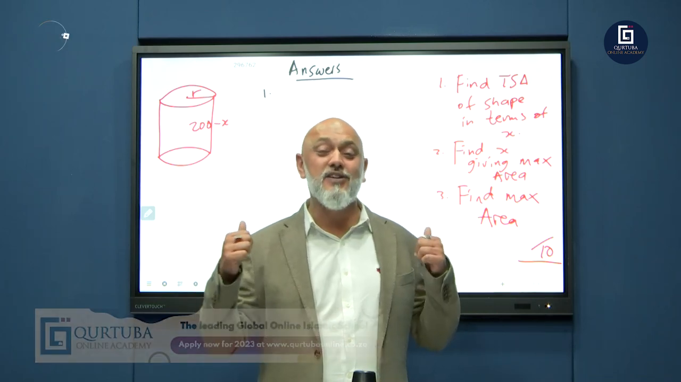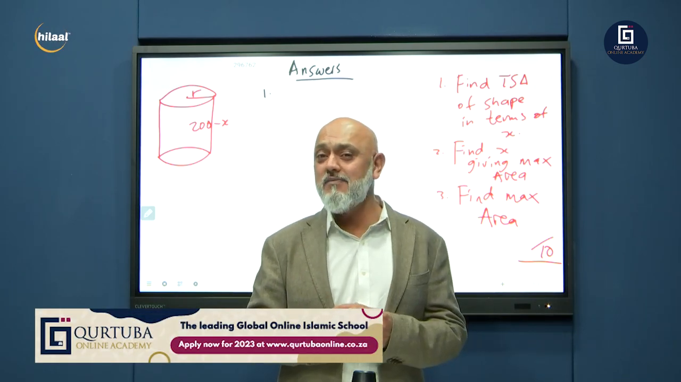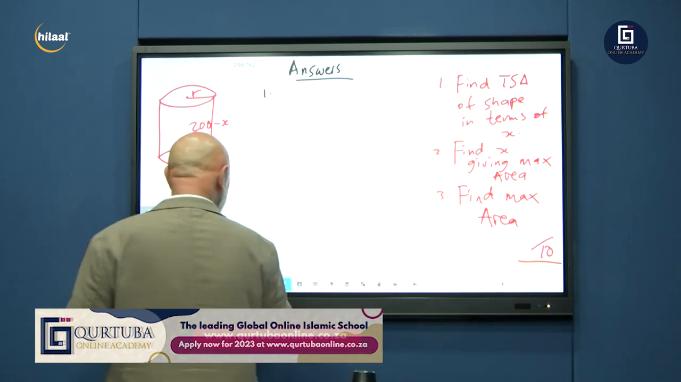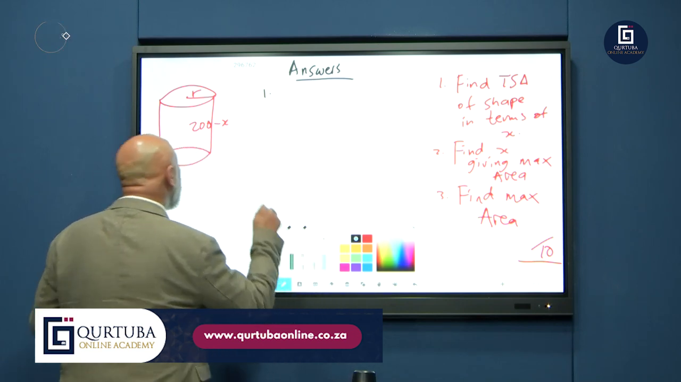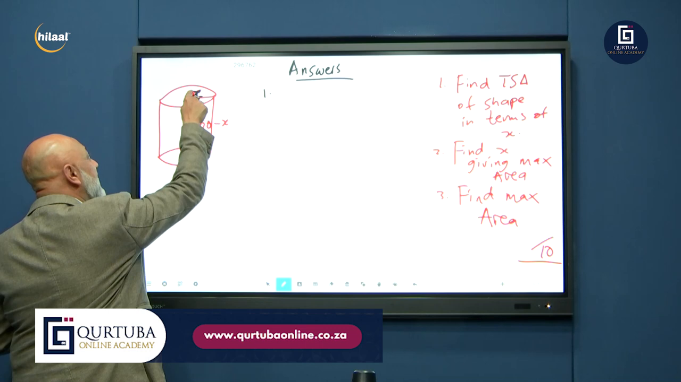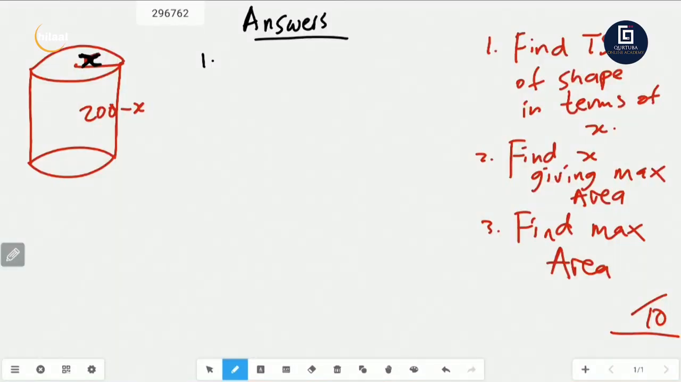Before the break, I gave you this question to do and some of you might be sitting there thinking, I think he made a mistake. Well, maybe so. What I should have done is call this x instead of r, and this here to be 200 minus x. Okay, so here goes. Let's answer question number one.